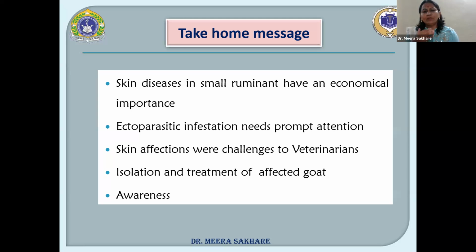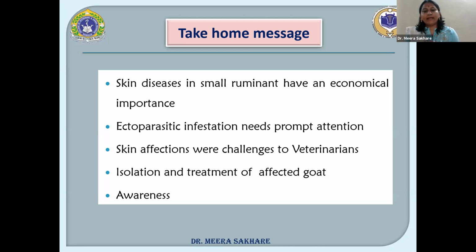So regular physical examination of the body coat of the animal is necessary, and we have to separate the animals once they show small lesions, and give treatment to that particular case. Skin affections in small ruminants are challenging for veterinarians because once the sheep and goat owners bring the animal to the veterinarian, the follow-up of those cases is very difficult. So it is very difficult and challenging for the veterinarian to follow up such cases.